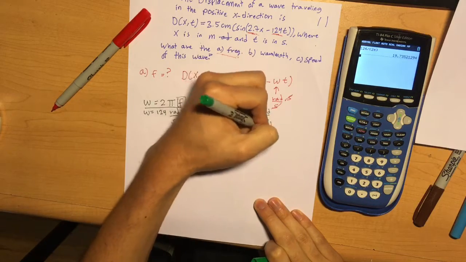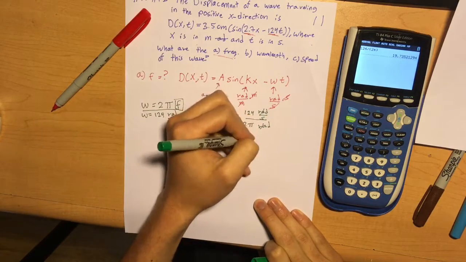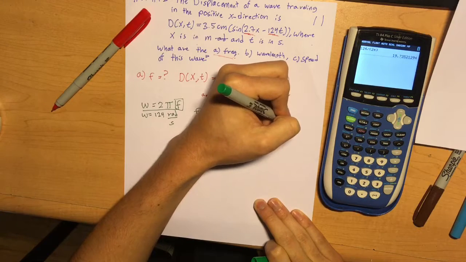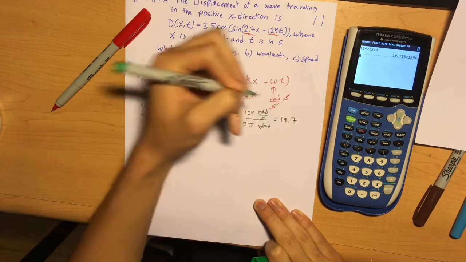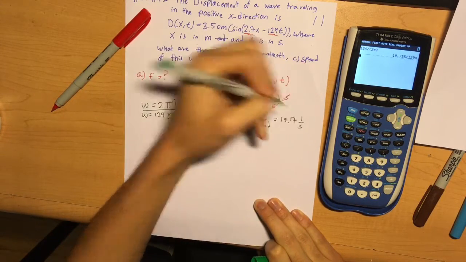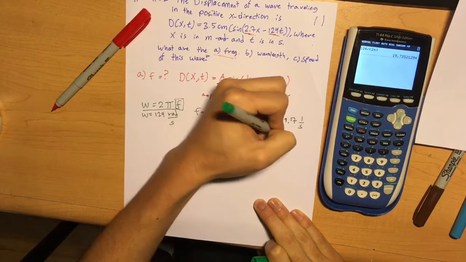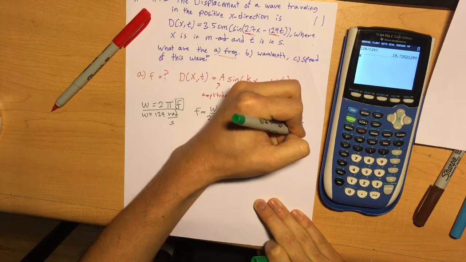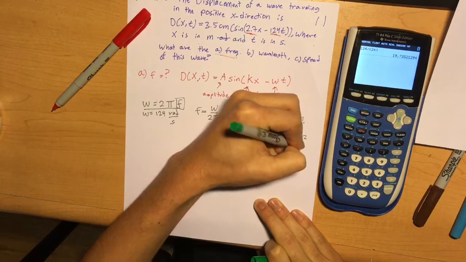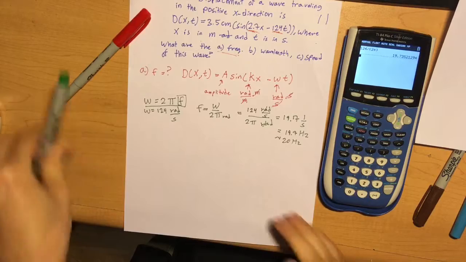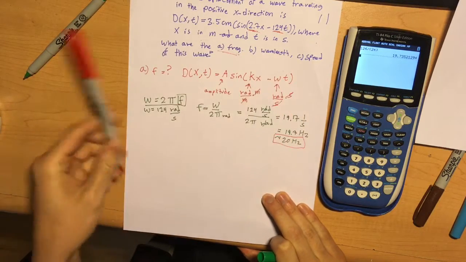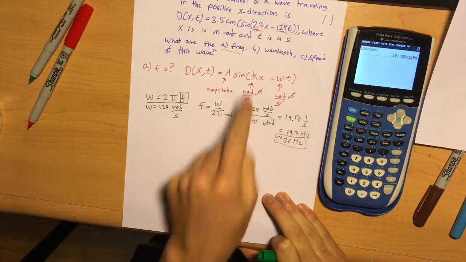and the radians cancel, the seconds goes into the denominator, so then we get 19.7, we can round that to 20, but 19.7 1 over seconds, which is equal to 19.7 hertz, which is about 20 hertz if you round it up. So that's our answer for part A. The frequency for this wave is 20 hertz.